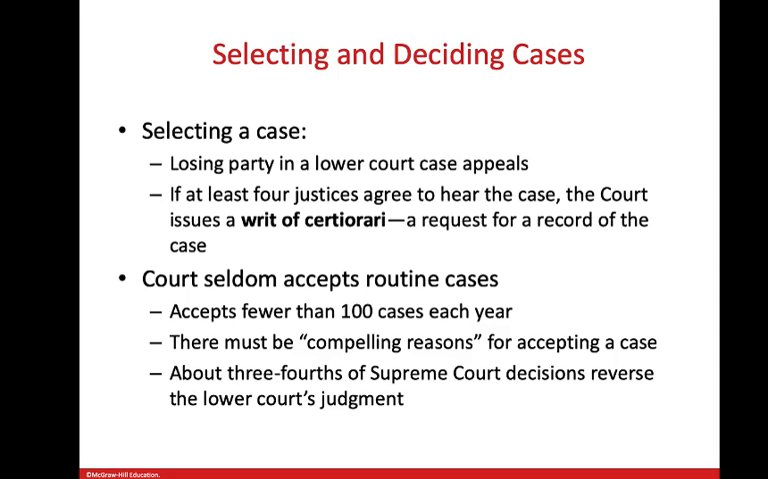So the Supreme Court selects a case. When the losing party in a lower court case appeals, if at least 4 justices agree to hear the case, the court issues a writ of certiorari, which is a request for a record of the case, and that's also called, quote, granting cert.